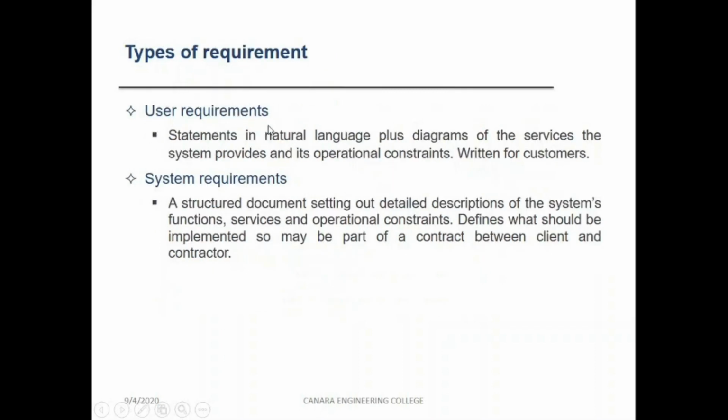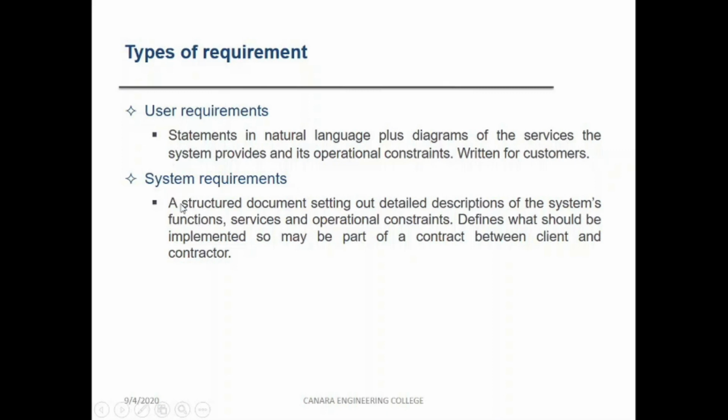Types of requirements: one is user requirements, another is system requirements. User requirements are written for the customer to understand, maybe in a natural language like English statements, or maybe diagrammatically, and shown as proof to the customer to check whether the requirement has been captured properly, by giving a copy to the customer to understand.